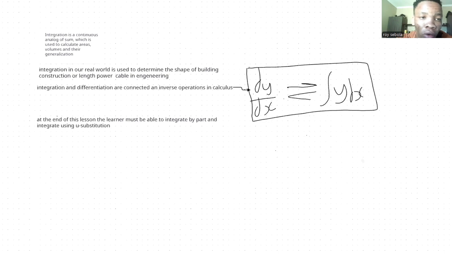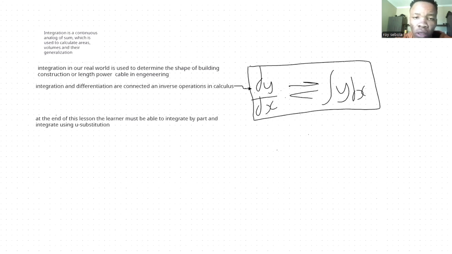Today we'll be focusing on integration. Integration is a continuous analog of sum, which is used to calculate areas, volumes, and their generalization. In the real world, integration is used to determine the shapes of building constructions, or the length of a power cable in engineering. Integration and differentiation are connected as inverse operations in calculus. In differentiation, we break down, while in integration, you accumulate all those changes.